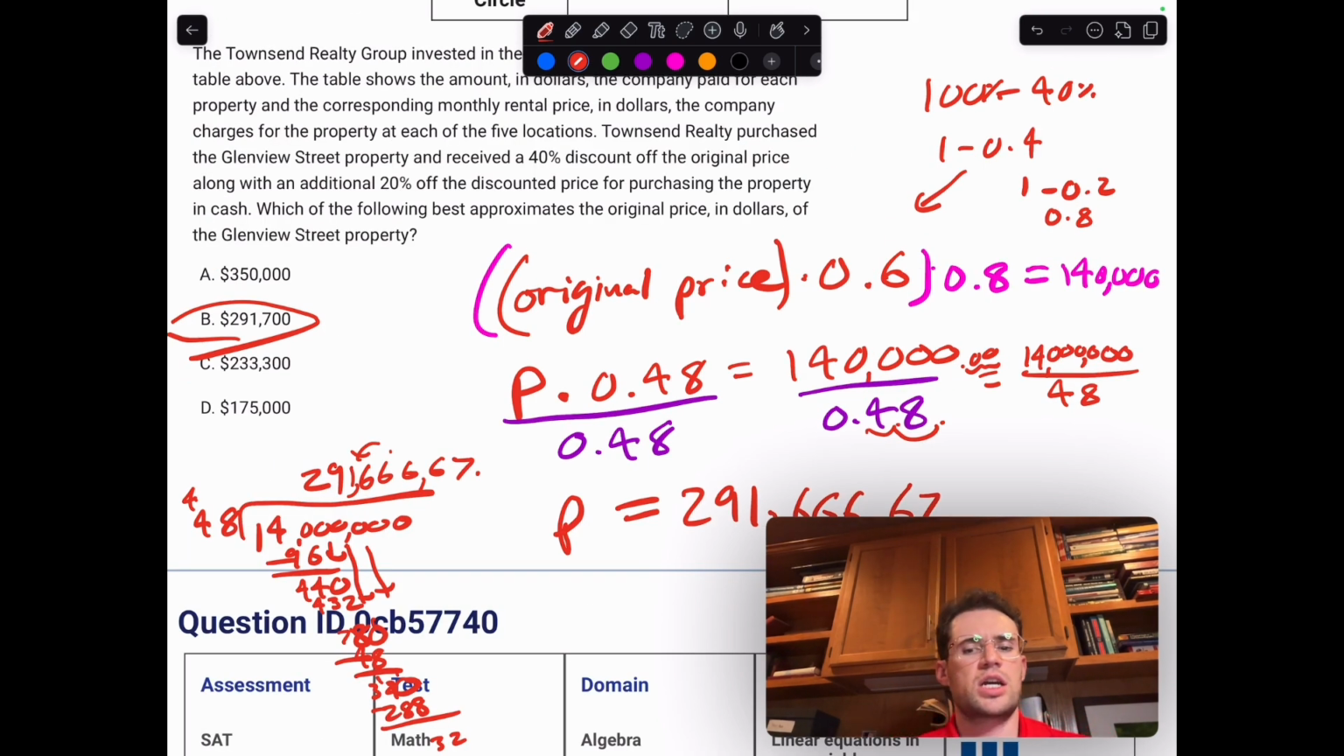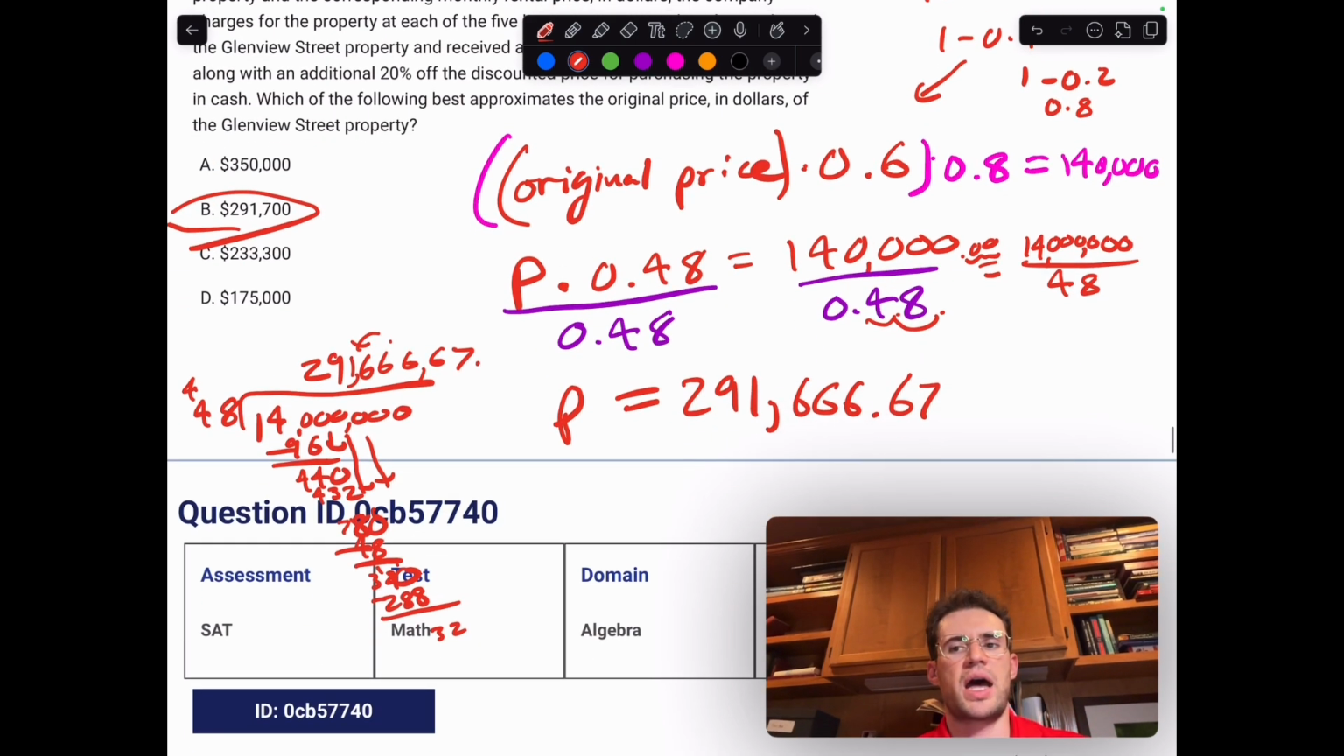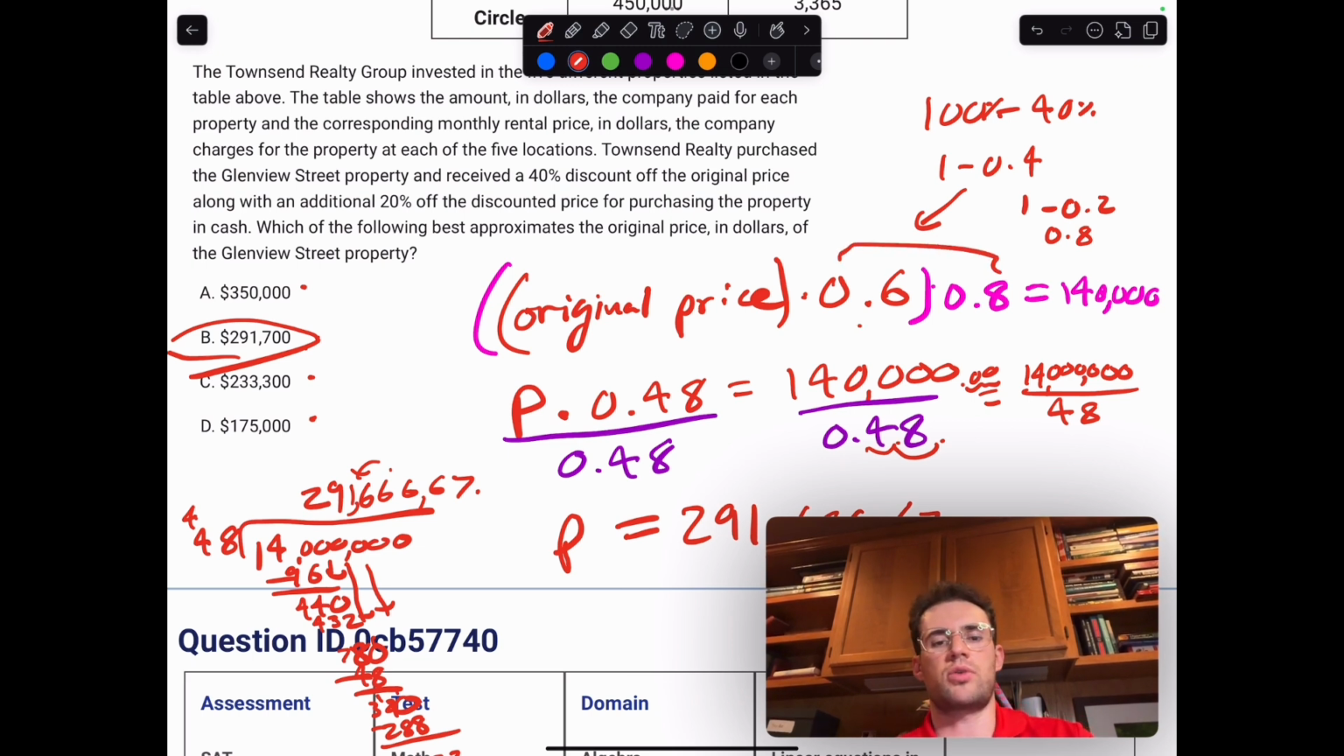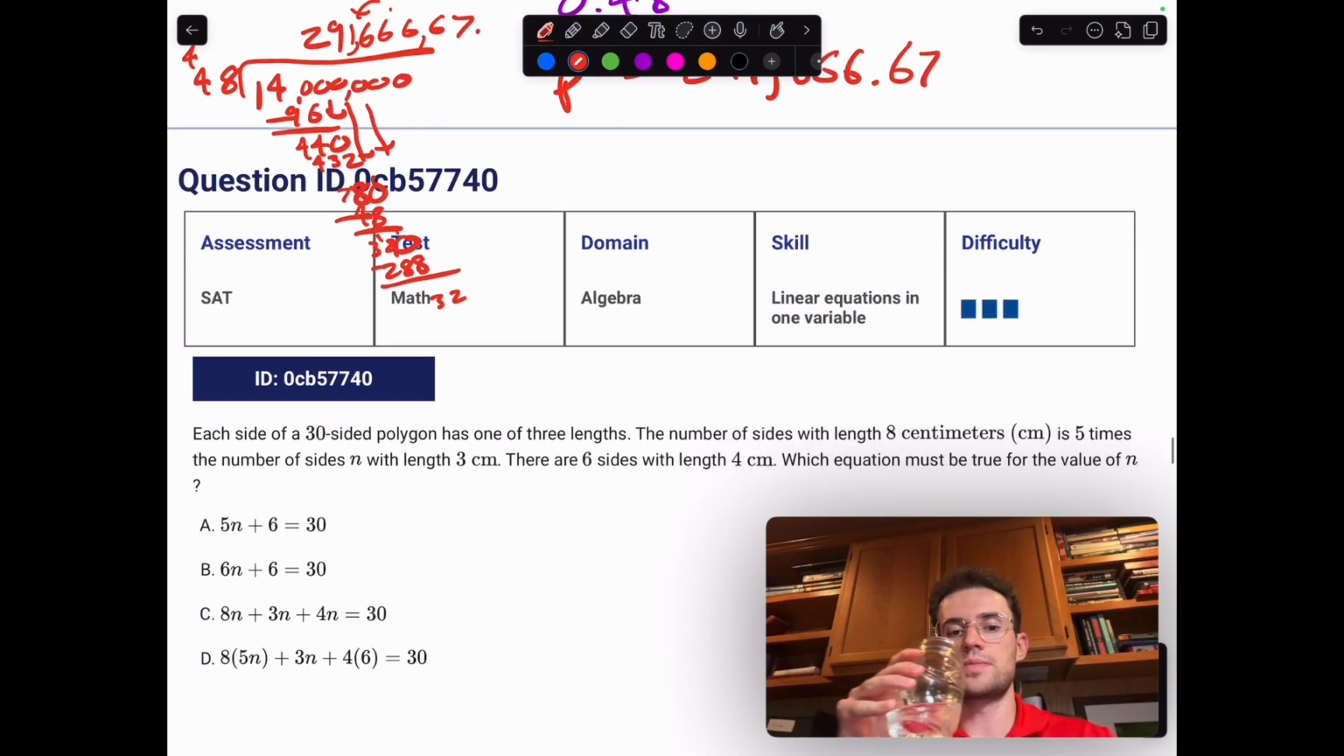And if you want to check that now, you could just multiply this by 0.48. So multiply it by 0.6 and then multiply it by 0.8, and you should get 140,000. If you do it to this, then you'd get close to 140,000. That's another way you could do it. Once you have all of these options, since it's multiple choice, just multiply all of them by 0.6 and then by 0.8. So as long as you can set this part up correctly, you're going to get the correct answer, as long as you don't make some silly math error.